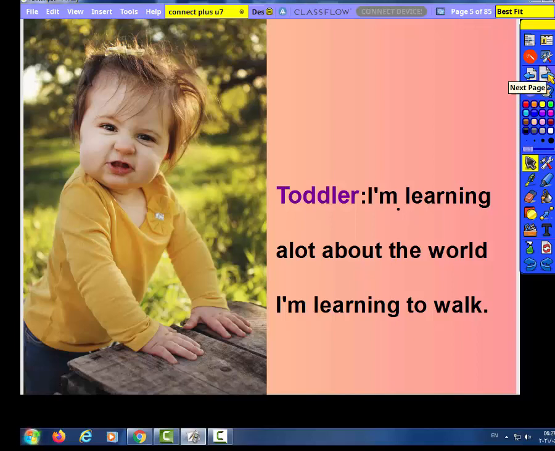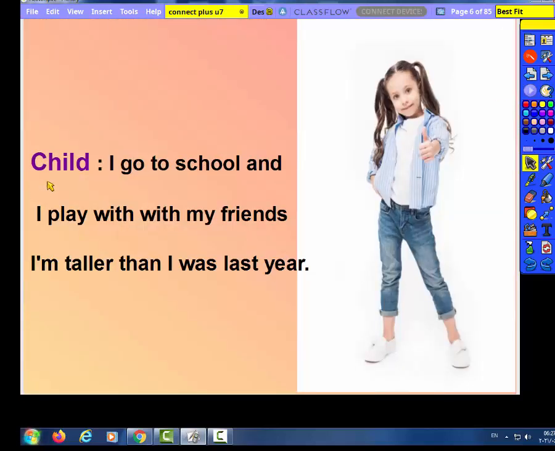After that, we grow a little bit and we become what? Child, like you. You are in primary 3. So you are children. You can go to school and play with your friends. So child is a singular word. Children is plural. Child means can go to school and play with his friends.